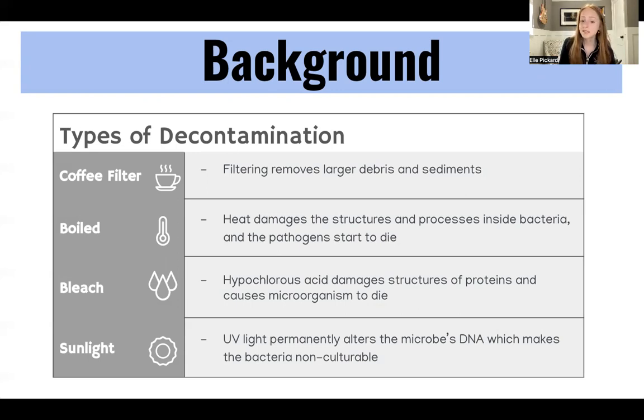I also found that in many studies, UV light was a very effective source for purifying water, because UV light passes through the cell wall of the bacterium and permanently alters the microbe's DNA, making it non-viable. According to the Centers for Disease Control and Prevention, boiling is the surest method to kill disease-causing organisms, including bacteria. Boiling water uses heat to damage the structures and processes inside the bacteria, and the pathogens start to die.